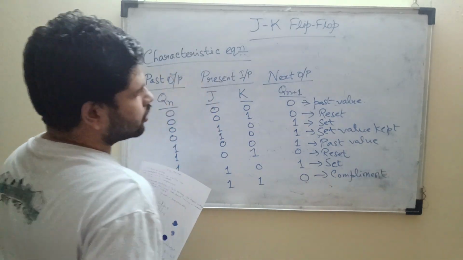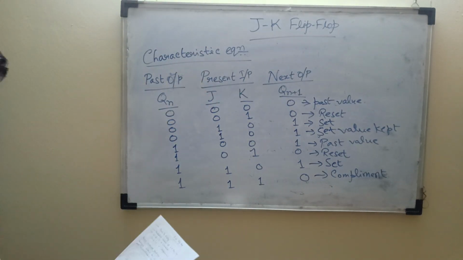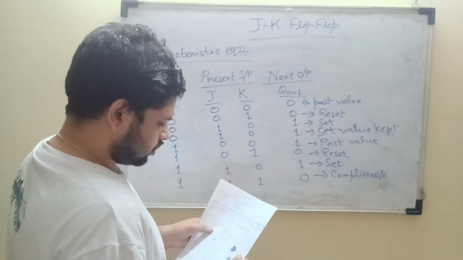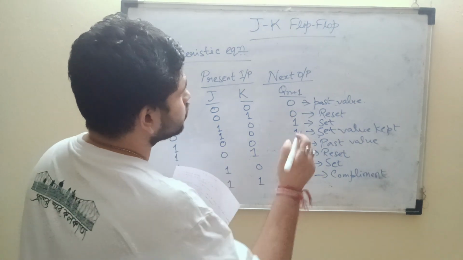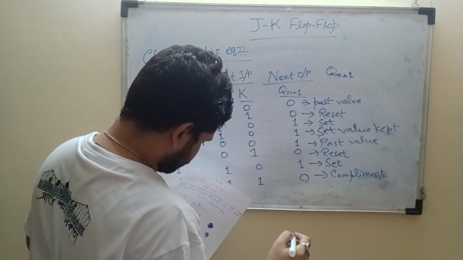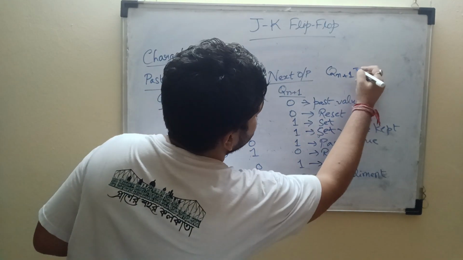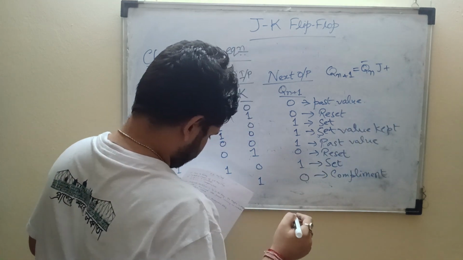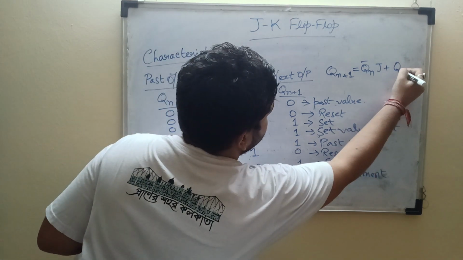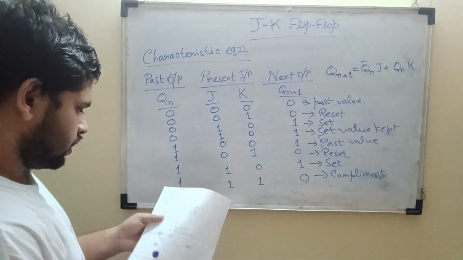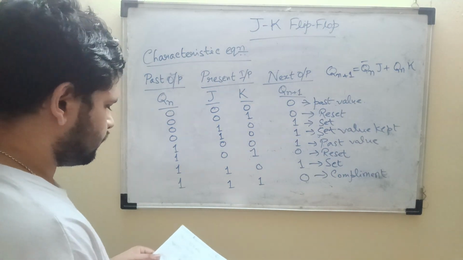Okay, so this is the characteristic equation table. From this table we can generalize the equation as Qn plus 1, the next value of the output, will become Qn bar J plus Qn bar K. This is the characteristic equation for the JK flip-flop.